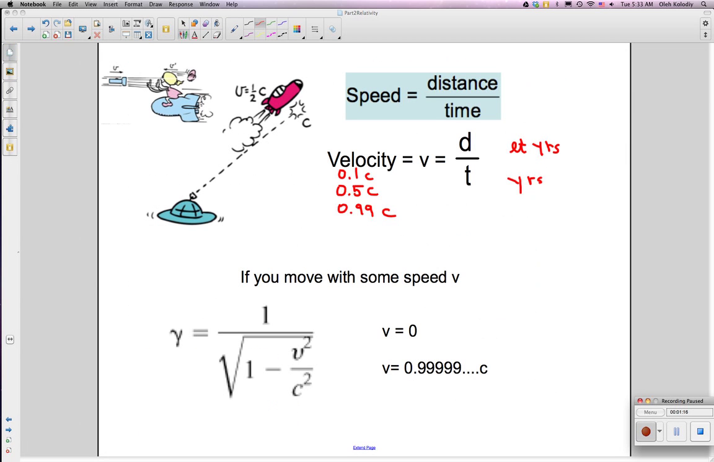Regardless of the velocity of the rocket, an observer sees the flash of light pass her at the same speed, c. The speed of light in the examples we have here.